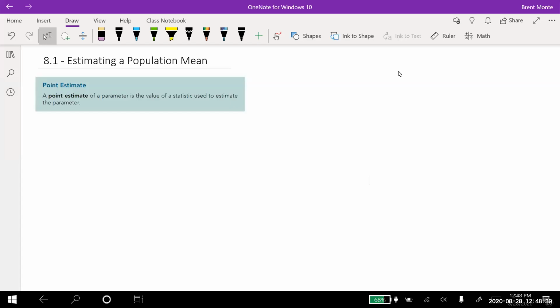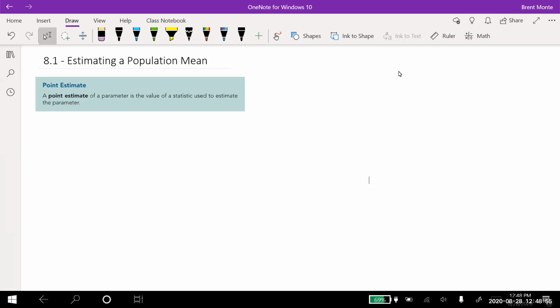Hey everyone, today we are doing chapter 8. So this is our first real big step into inferential statistics, where we use a sample number to infer something about the population. As you can see, 8.1 is called estimating a population mean.